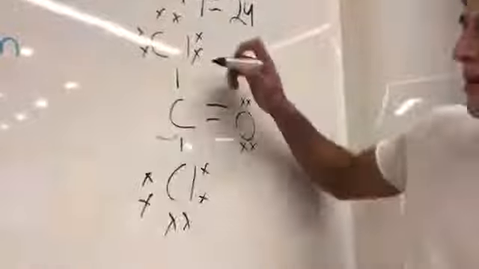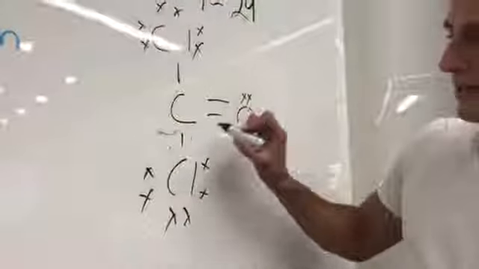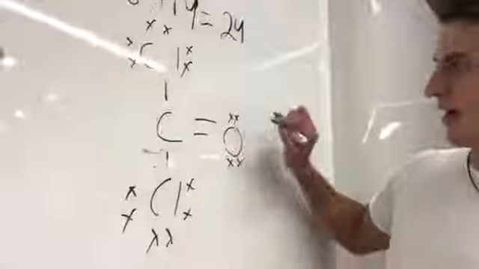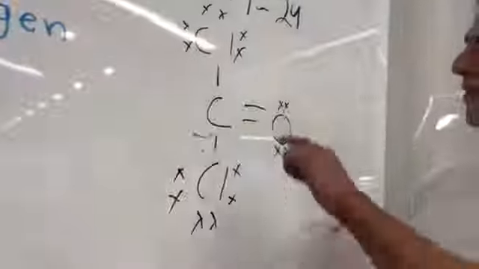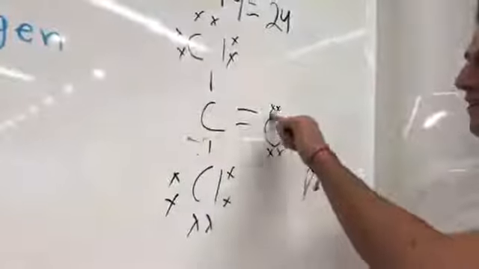Also carbon. We have 1, 2, 3, 4, 5, 6, 7, 8. And oxygen has 1, 2, 3, 4, 5, 6. Now, 1, 2, 3, 4, 5, 6, 7, 8.